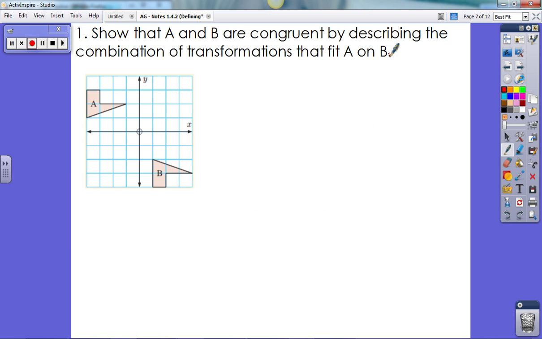There are many answers that you could give, but we're trying to show that they're congruent by transforming A onto B. Again, there are many ways that you could do this. One would be to reflect it over the x-axis. Remember this is y equals 0. If I reflect it over that, it's going to look like this. Oops, my bad. Try that again.